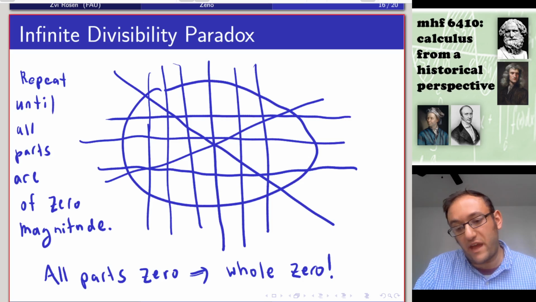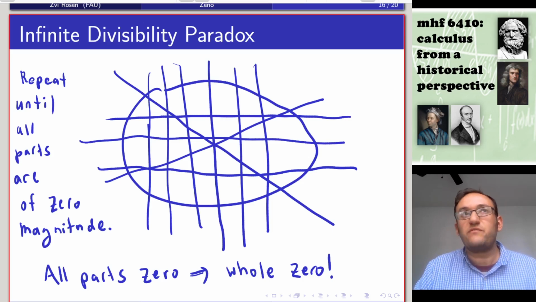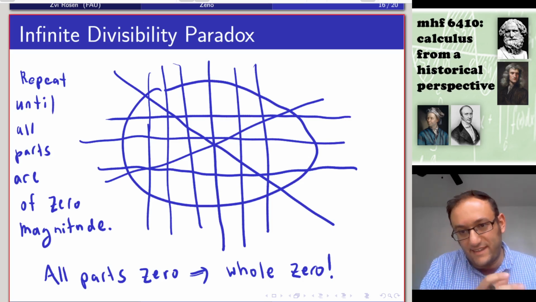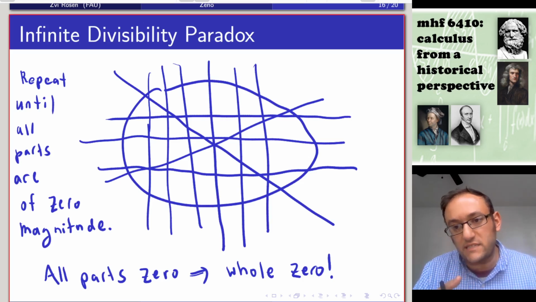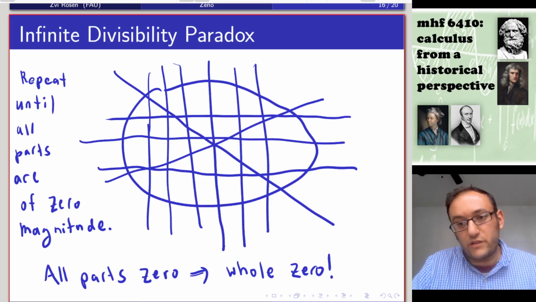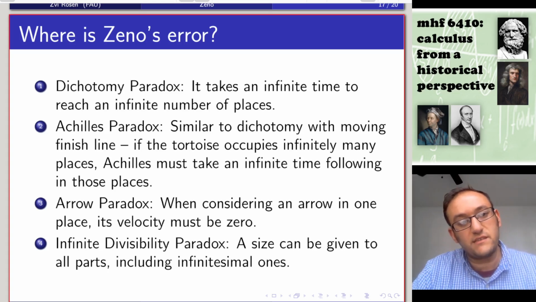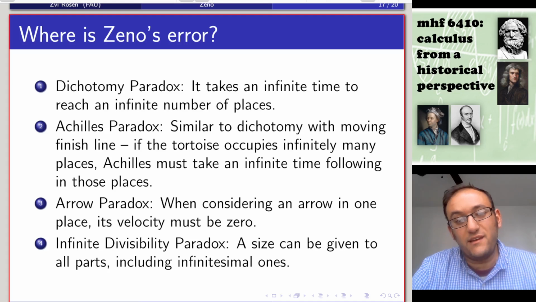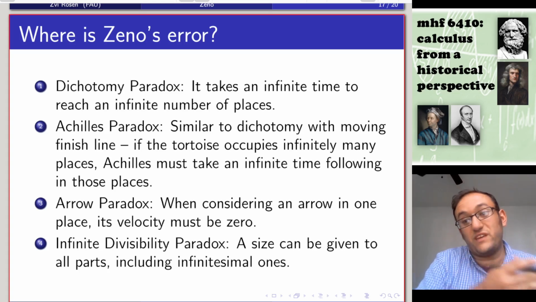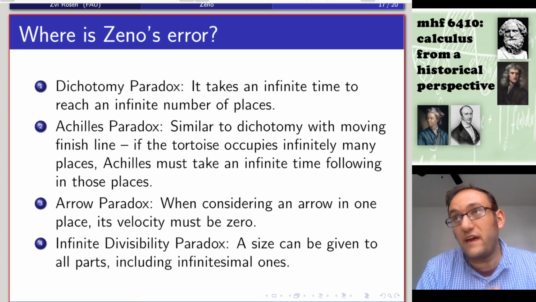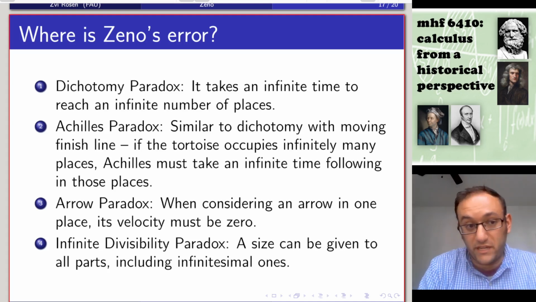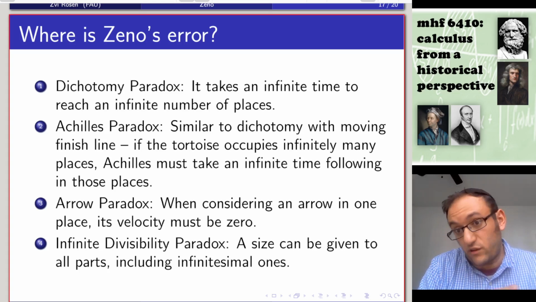so here were 4 paradoxes attributed to Zeno, and all of them kind of involve breaking something down in some kind of infinite process and arriving at a contradiction. So let's dive into where Zeno's error is. Well, in the dichotomy paradox, Zeno makes the assumption that it takes an infinite amount of time to reach an infinite number of places. So if you have infinitely many halfway points, that means you would require infinitely much time to visit all of them.